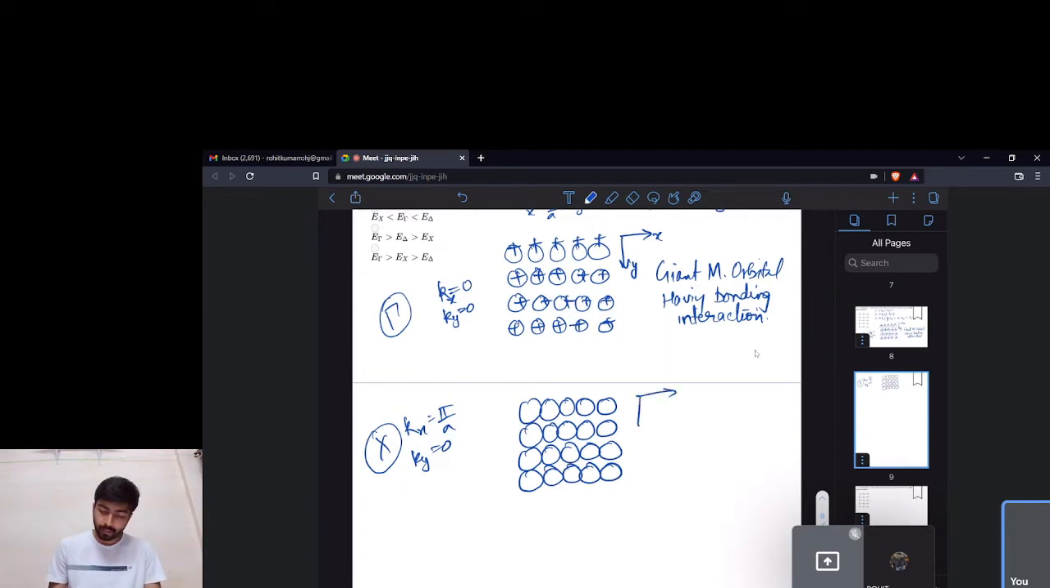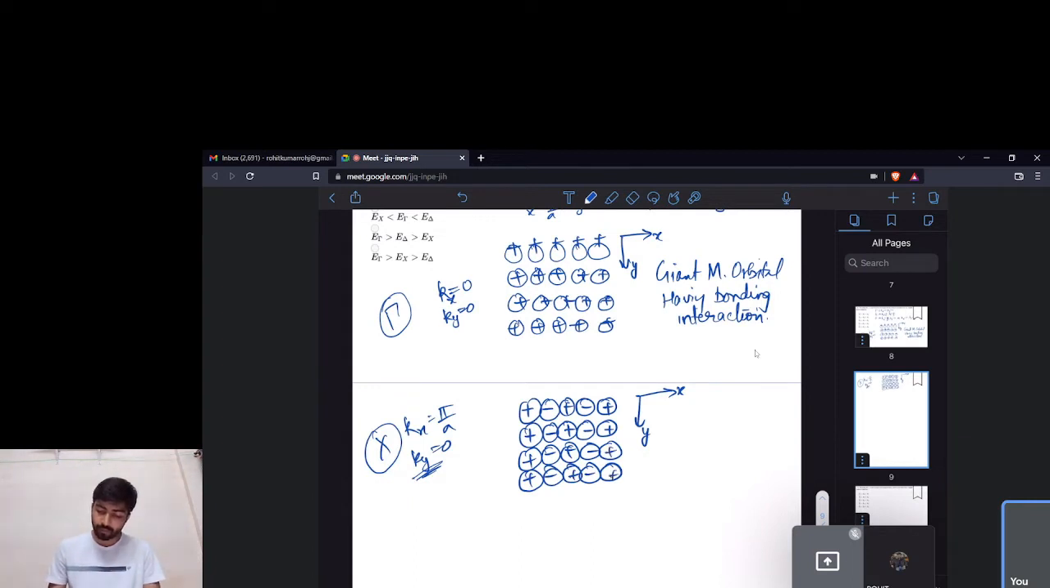This is the x direction, this is the y, here we have x. In the x direction it is pi by a, so there is anti-bonding interaction in the x direction for s orbitals, but bonding in the y direction. So take this here, plus minus plus minus plus minus, because in the y direction we have ky equal to 0, so all the interactions will be bonding.